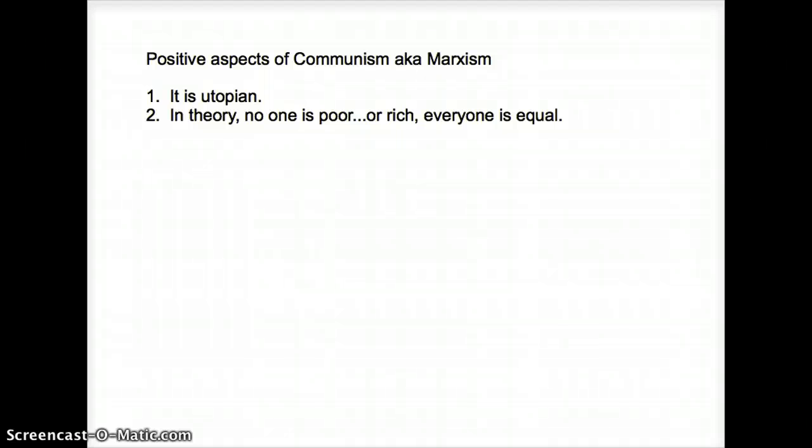It is utopian. In a perfect world, everyone would be equal. John Lennon wrote a song called Imagine that touched on that. In theory, no one is poor or rich. Everyone is equal. Everyone shares the duties. Everyone shares the profits, and everyone is happy.